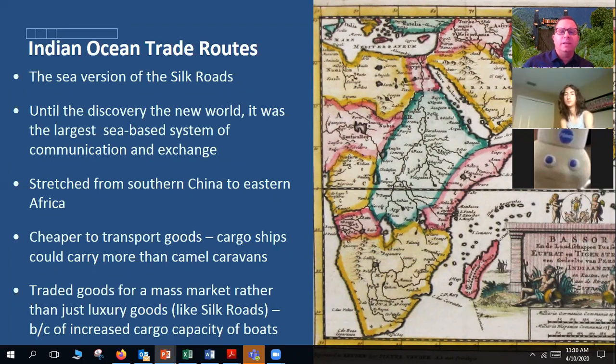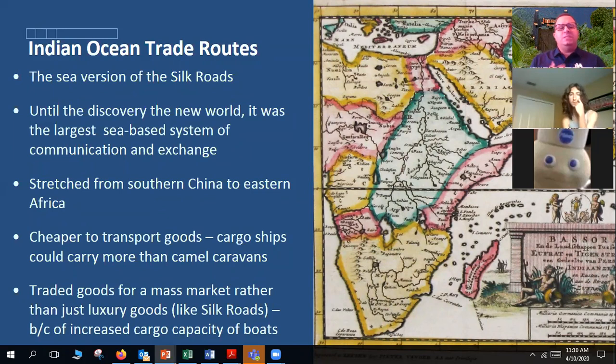How big is it? Well, Indian Ocean trade starts in southern China and goes all the way to the east coast of Africa, to those Swahili states. And the reason that Indian Ocean aquatic trade was used and preferred is because it's cheaper and faster. You can put a lot more goods onto a ship than you can onto the back of a camel. Also, the ship can obviously travel a lot faster than a camel can. So it's cheaper, it's faster, and it's a whole lot more efficient.